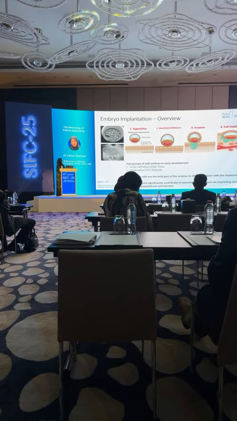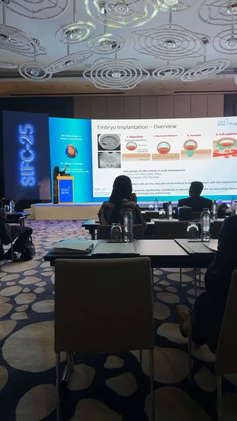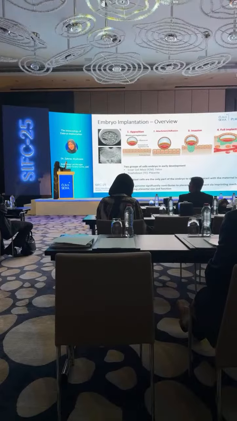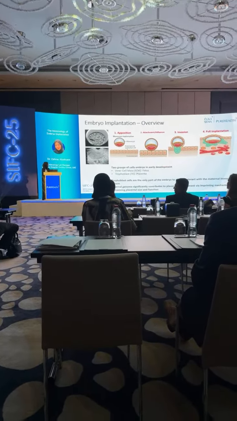Generally, we know that the blastocyst is composed of two types of cell layers: the inner cell mass, which is the couple of cells that will give the fetus, and the trophoblast cells, which will give the placenta.